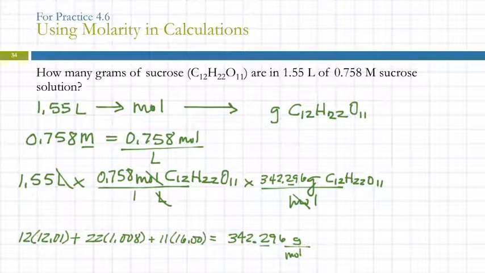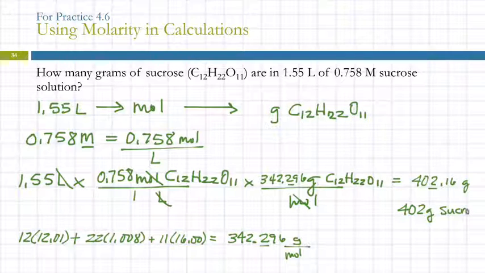So we've got 1.55 times 0.758 times 342.296. How many sig figs will the answer have? 3. My volume had 3, my molarity has 3. Molarity is not an exact number. And this had 4, so I should have 3 here. I'm going to write down my 3, 402, and then I'm going to put down 2 more, just because, and the unit is grams. So when we round this for our final answer, 402 grams of sucrose. Any questions?